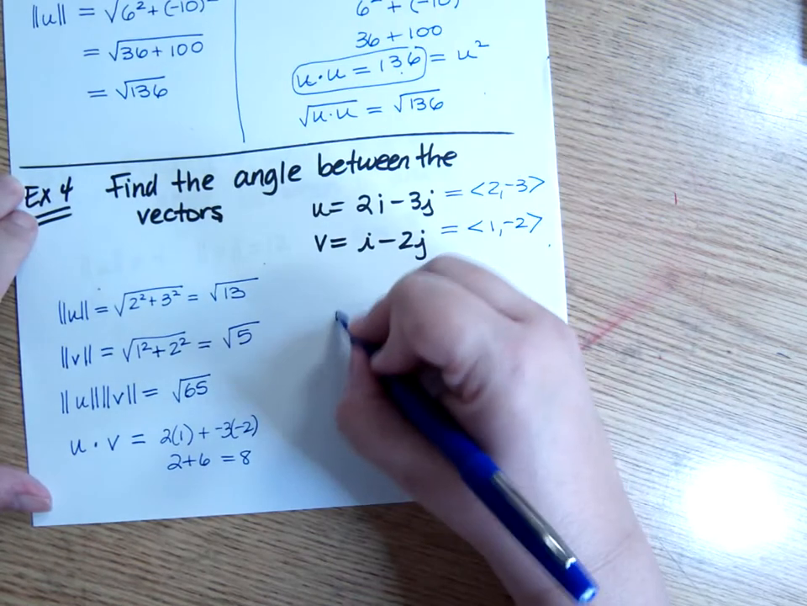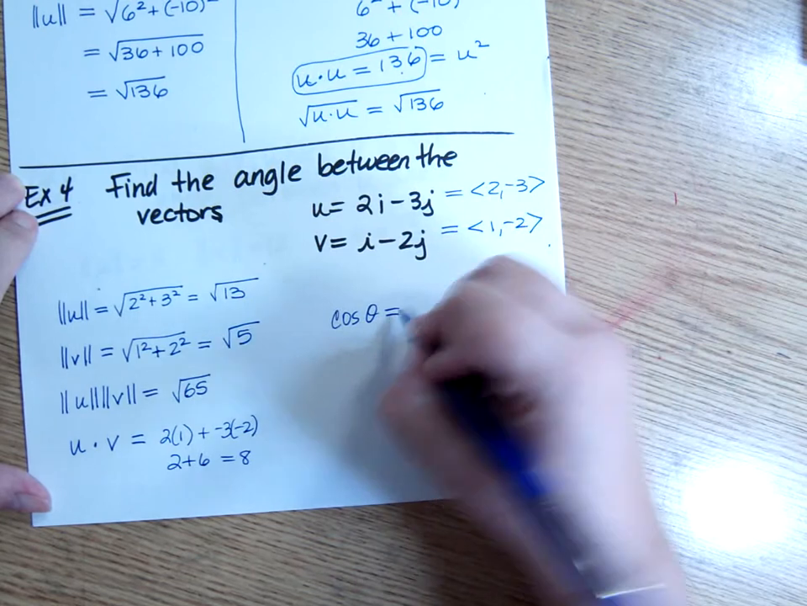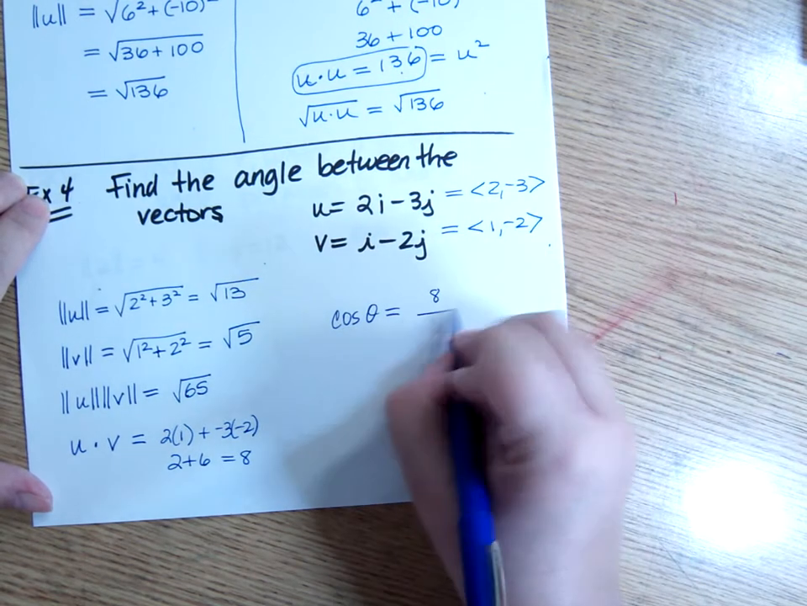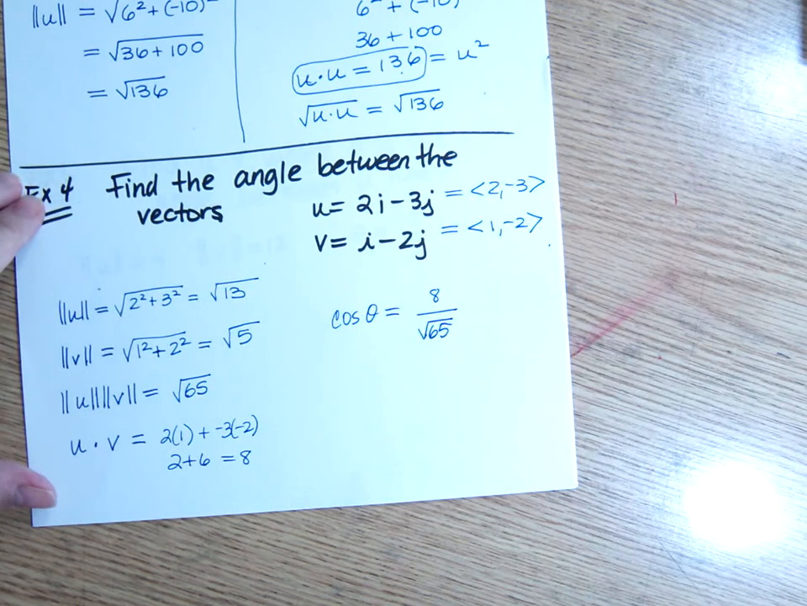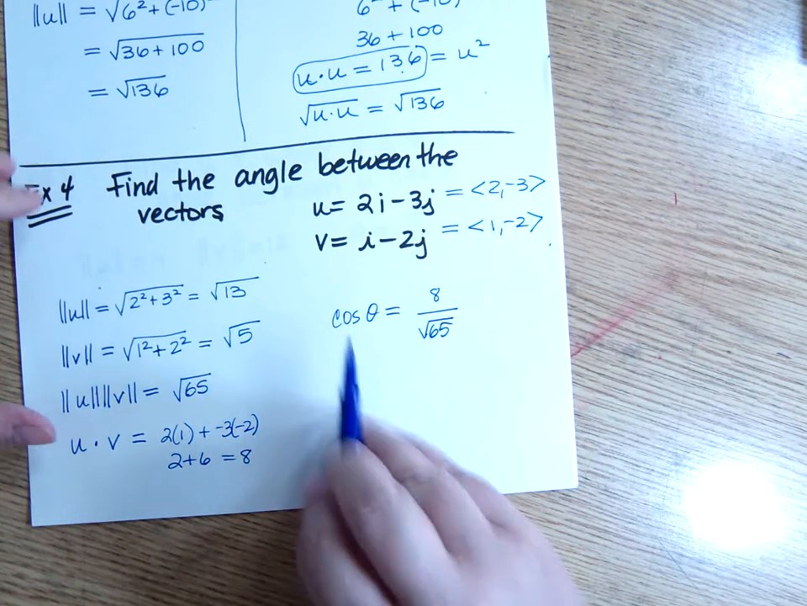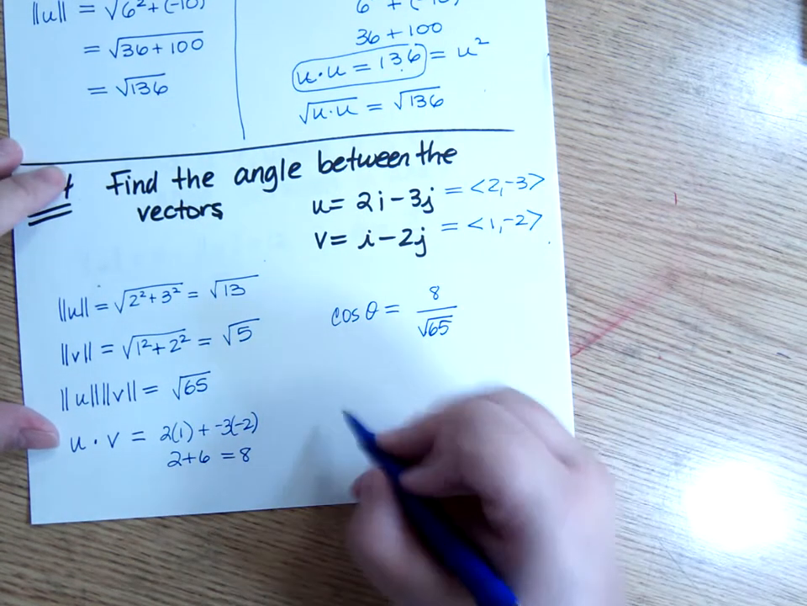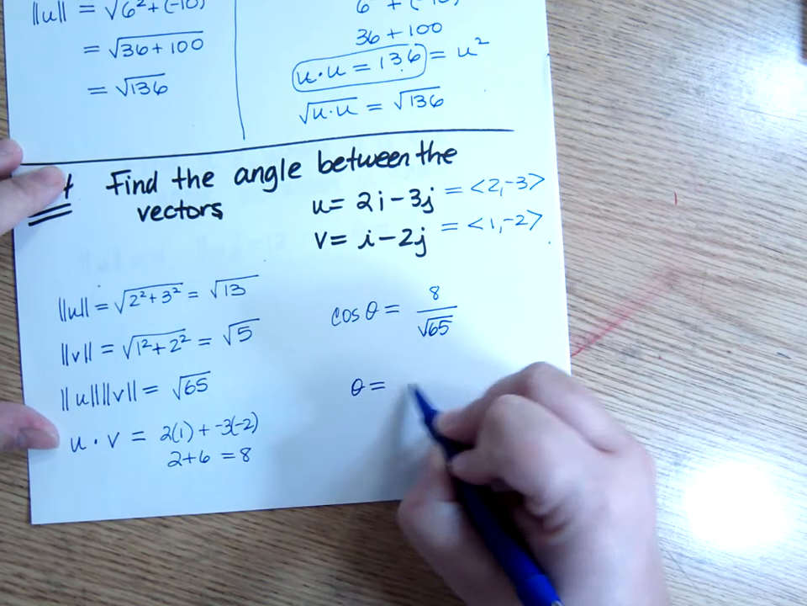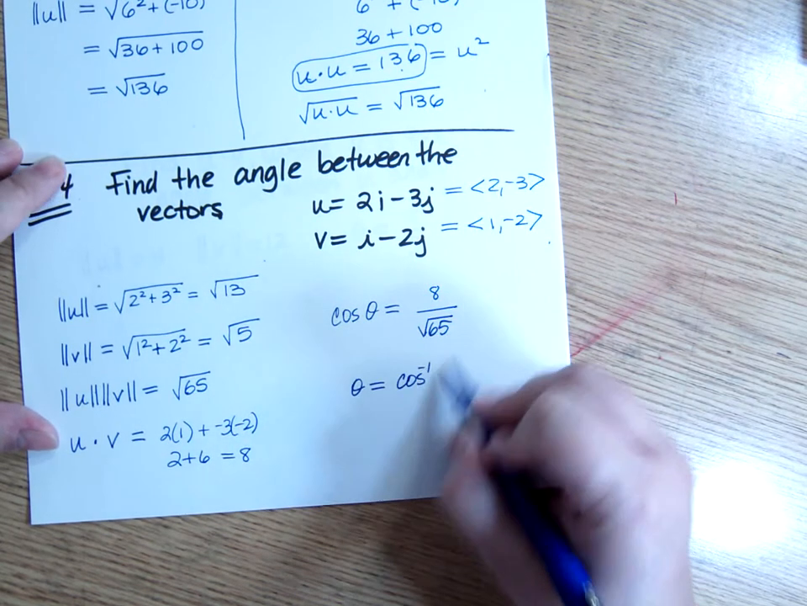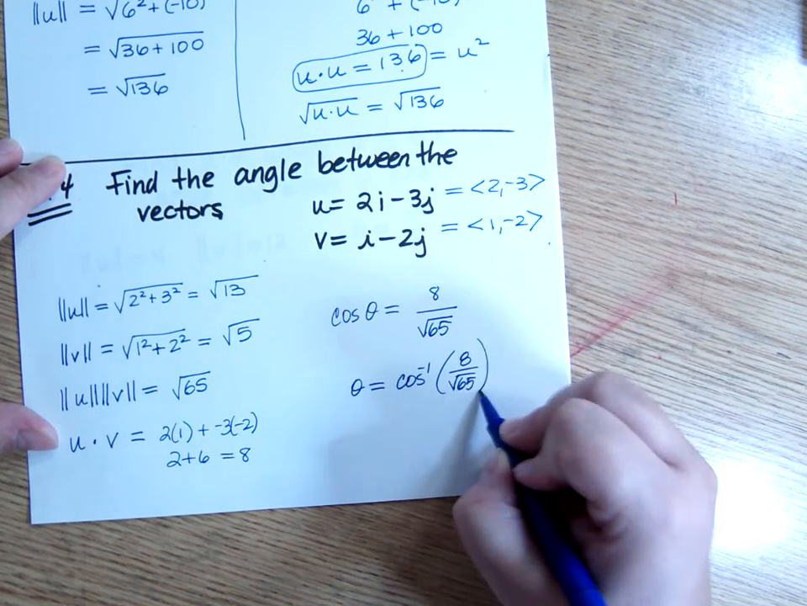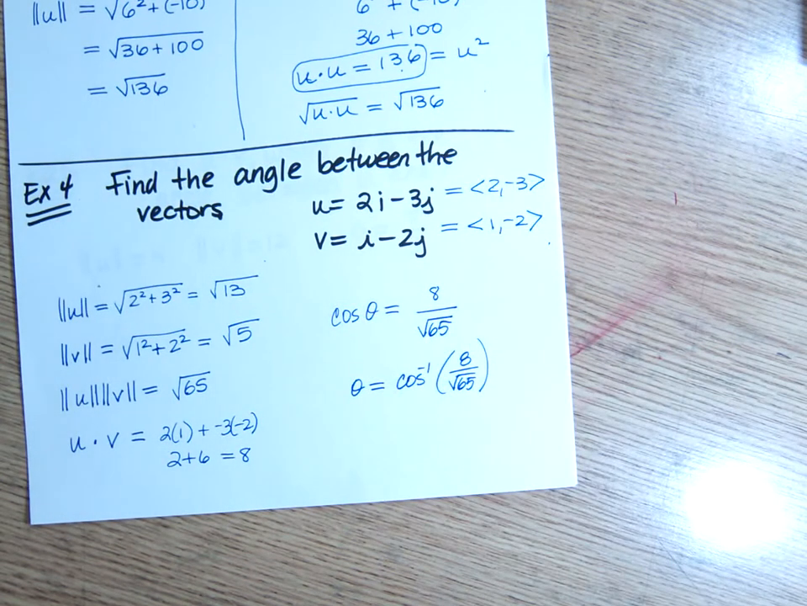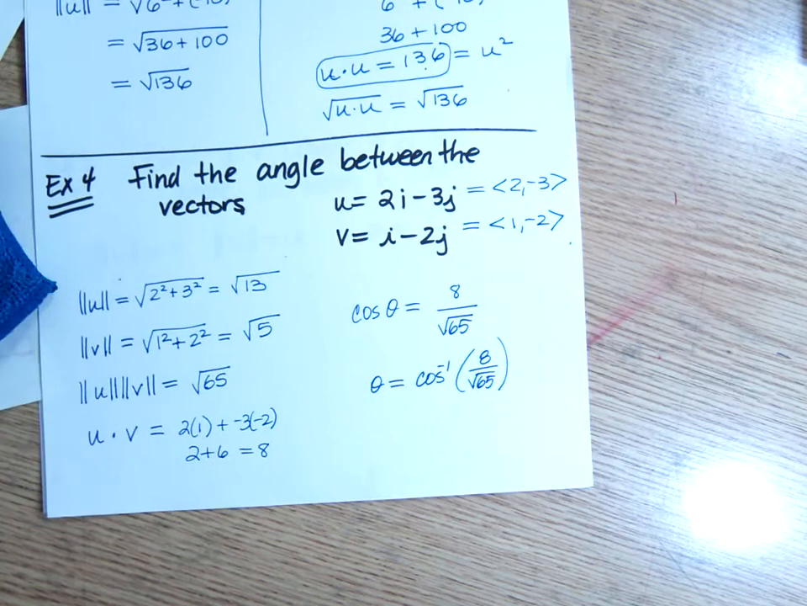So cosine of theta equals the dot product on top, and the product of those two magnitudes on the bottom. So this is what I get. Well, if that's the cosine of theta, then theta will be the inverse cosine of that. And there's really no reason to rationalize it right now because it's going to go in your calculator. So let me grab a calculator here. There we go.